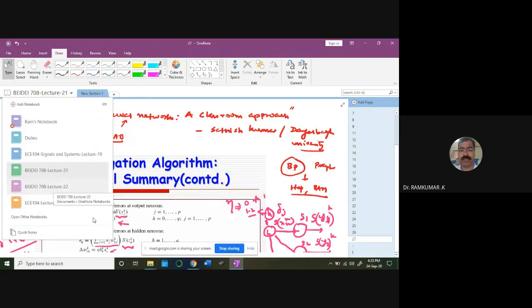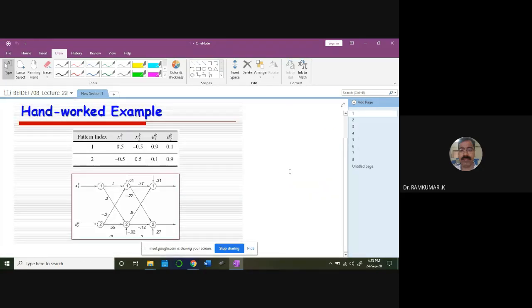Now today's class we have seen the algorithm. Now let us work out the problem. Take down this problem in your notebook and try to think through it first. For a minute, just think how we can solve this problem. There are two stages involved: one is the forward pass stage, and another one is the back propagation of error.